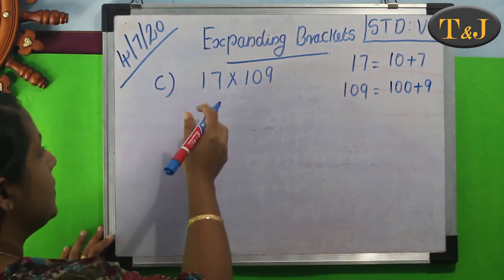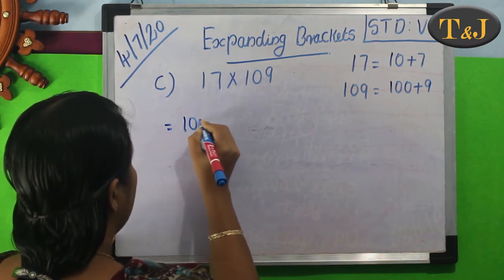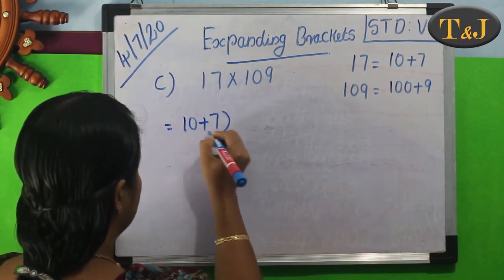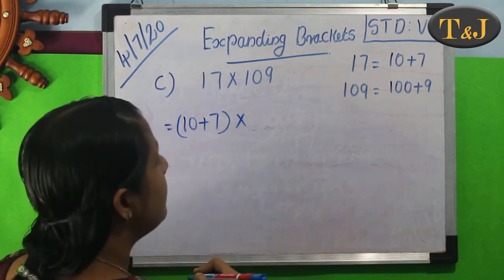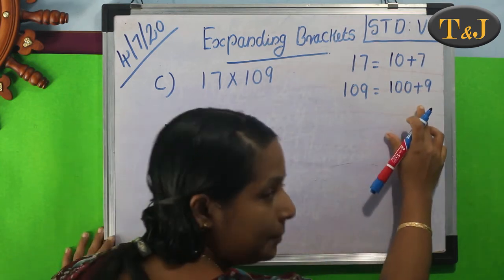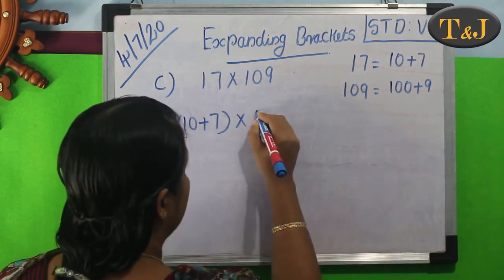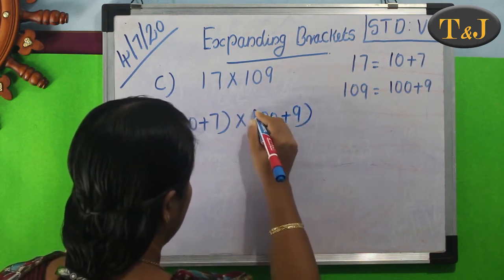Then write in the place of 17, now we write the number 10 plus 7. Then we put multiplication sign. In the place of 109, now we write the number 100 plus 9.